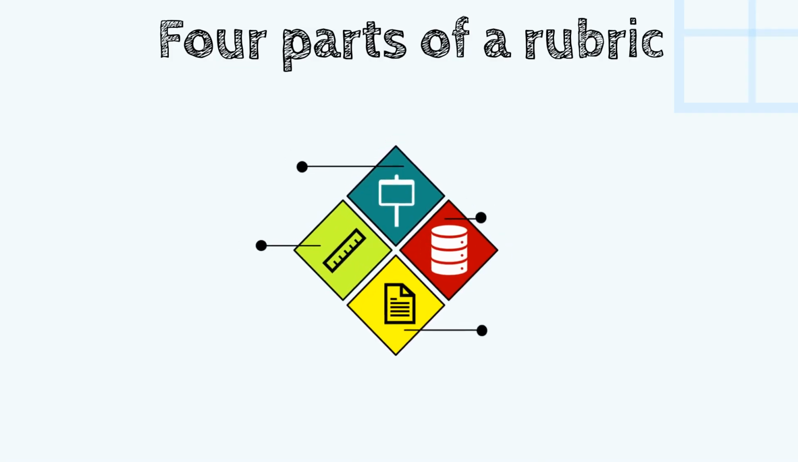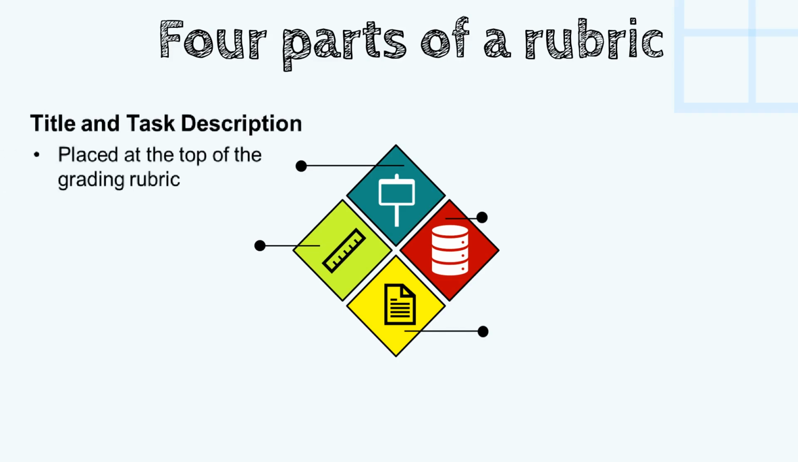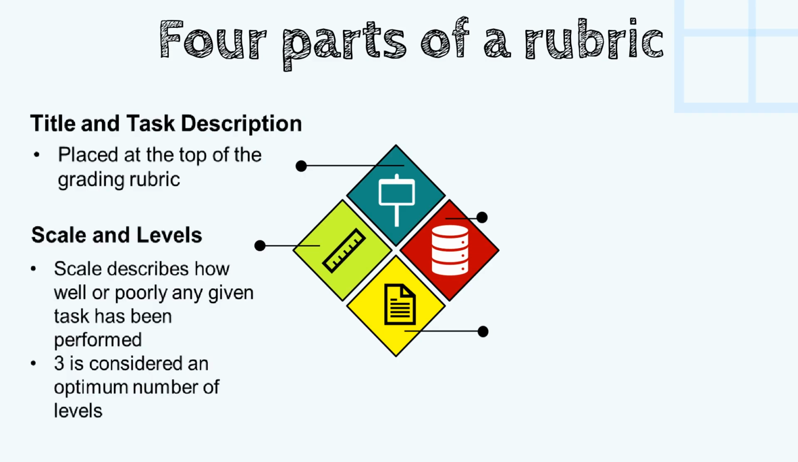There are 4 parts to a rubric. The first part is the title and task description, which are usually placed at the top of the rubric. The second part comprises the scale and levels. The scale describes how well or poorly any given task has been performed. We usually consider 3 to be an optimum number of levels. But in actual fact, there is no set formula for the number of levels a rubric scale should have. Choose a number of levels that corresponds with your requirements for grading. In economics, we have L1, L2, L3 for extended writing, and hence 3 levels of proficiencies.